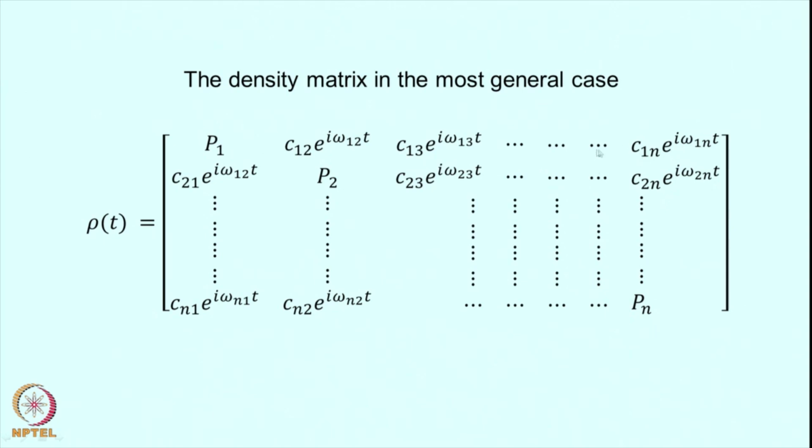However, in reality, of course, all of these terms will not be non-zero, there will be some terms which will be 0 and some terms which will not be 0, and that we will explicitly consider when we take specific examples.